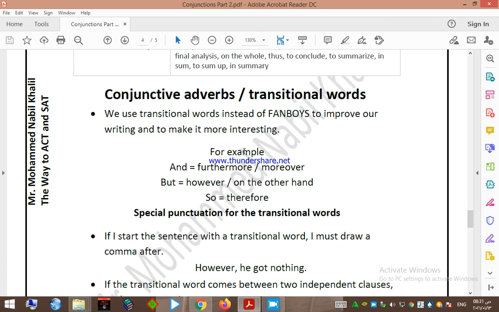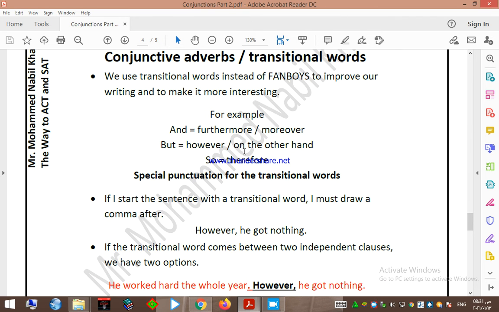We have a special punctuation for the transitional words. If I'd like to use transitional words, it has a special punctuation. But for ACT and SAID, they focus on the meaning instead of the function of each one, instead of the punctuation. But we need to learn the punctuation to organize ideas, to know how to write a correct sentence structure.